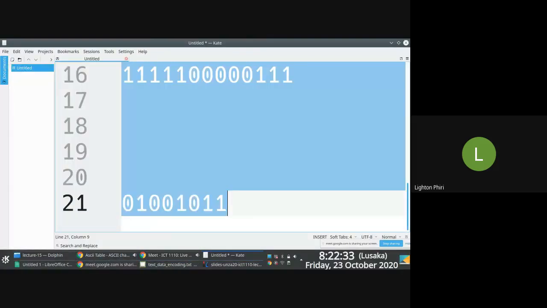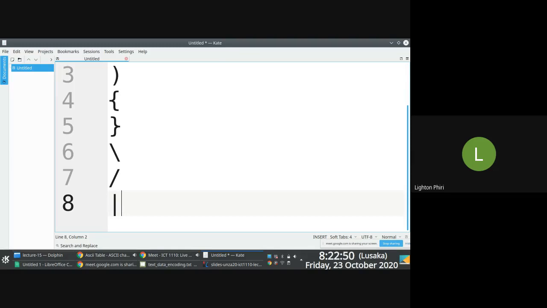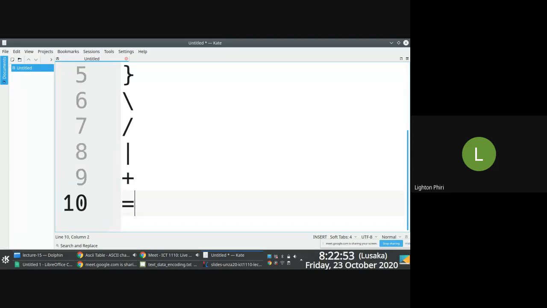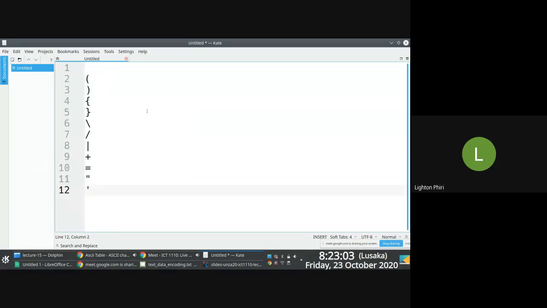And we talked about some of these things here. Opening and closing parentheses, these are all represented separately in ASCII. Opening brace, closing brace, backslash, forward slash, the pipe symbol, plus sign, equal sign, all these things are represented by their own binary pattern, in whatever encoding scheme you're using. So in ASCII, all of these things have their own separate representation. And this makes sense.